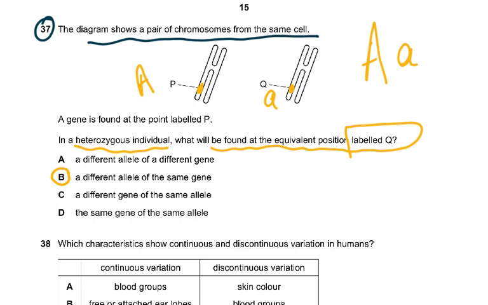So this is what you have to understand. It will be a different allele of the same gene. A different gene of the same allele, that's rubbish. The same gene of the same allele, no, it's rubbish. A different allele of a different gene, no. The alleles are of the same gene. So they're just trying to test your English skills. Actually, they're not testing biology as far as I'm concerned.